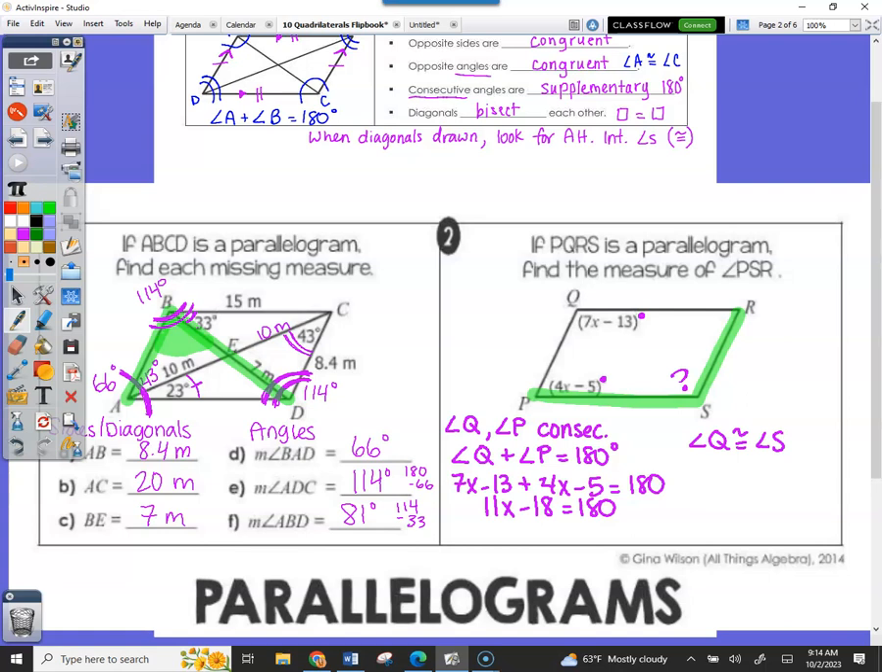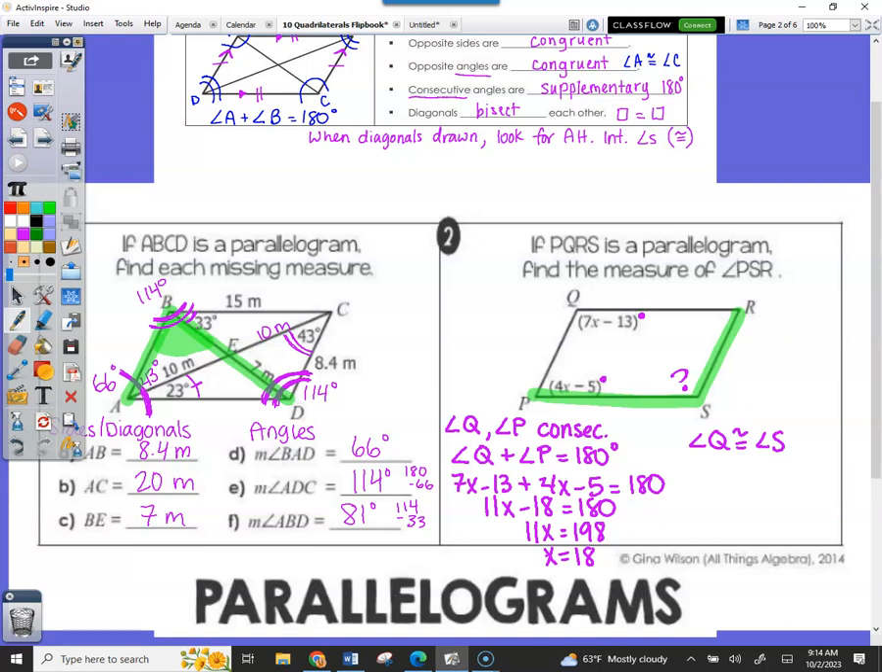Add the 18 over. I'm running out of room. Divide by 11. Did you get 18? Now, knowing that x is 18, does that actually answer the question? No, that just tells me what x is.